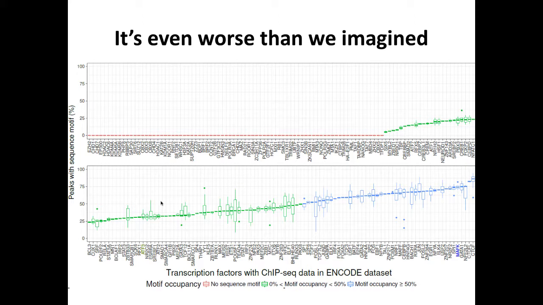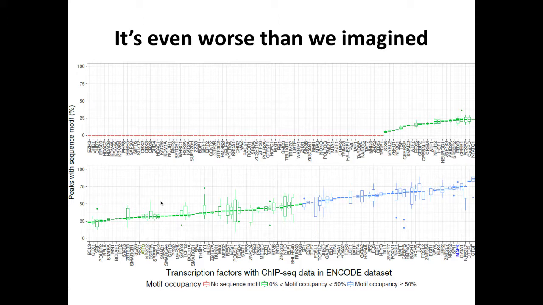This is from a recent preprint from my lab on something called virtual ChIP-seq. If you look at all of the biochemical data from ENCODE, a couple hundred transcription factors, and you look at how often biochemically identified events of presence of a transcription factor have the motif of that transcription factor in a database at quite a loose threshold, you find that for some of them, like CTCF, it's more than 77% of them. But it goes down over the transcription factors. The green are the ones where less than half of the biochemically identified events where there's a transcription factor present actually have the motif.